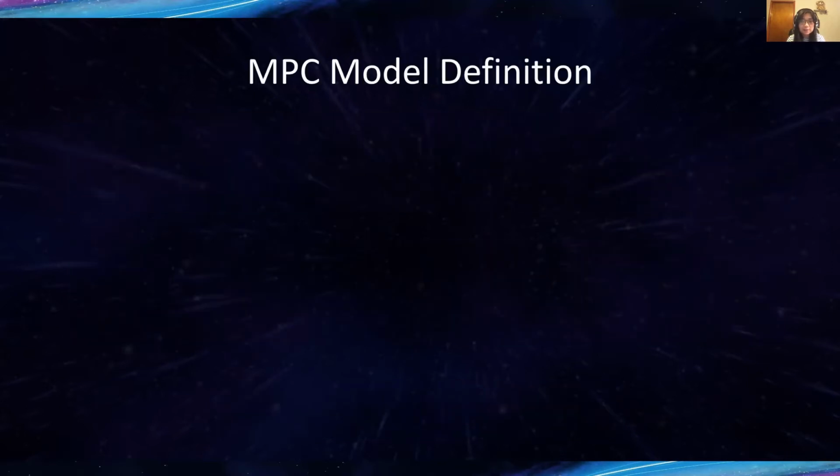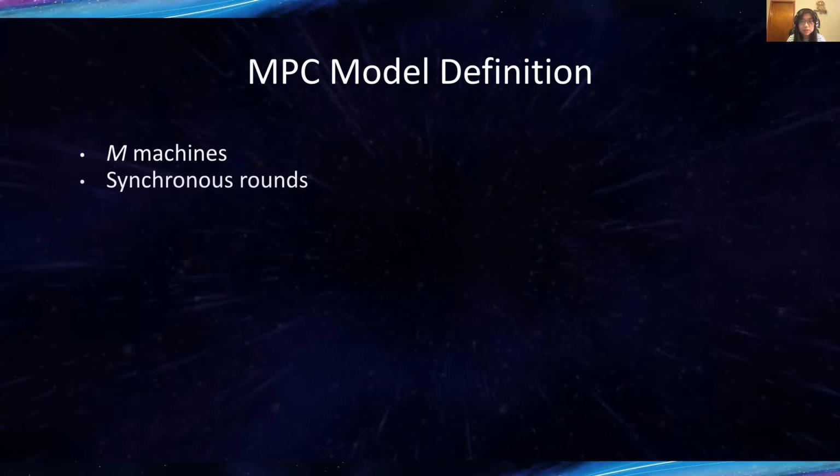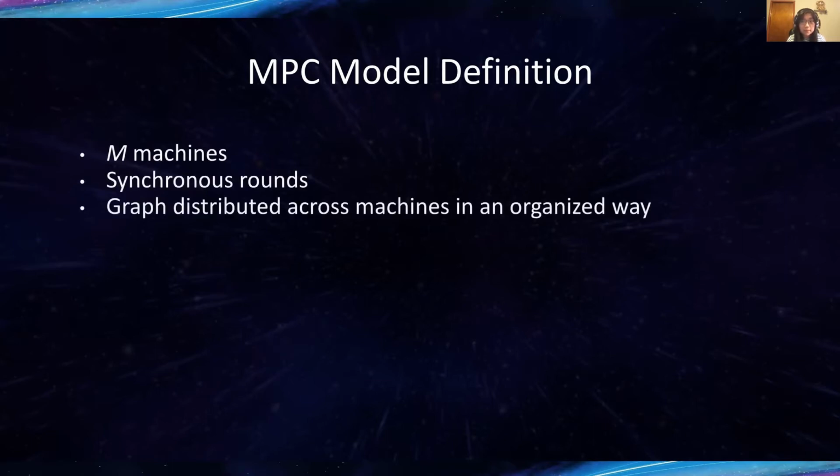To begin, we first define some terminology relating to the MPC model. There are M machines which communicate with each other in synchronous rounds. The input graph is initially distributed across the machines in some organized way so that machines know how to access the relevant information via communication with other machines.